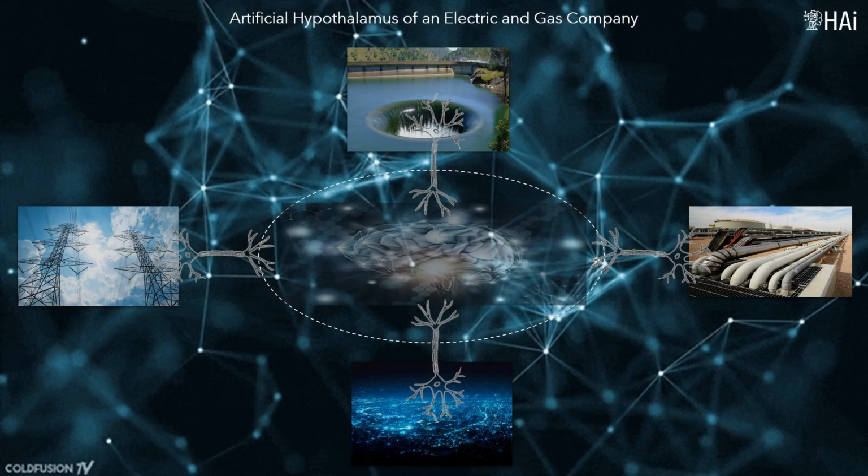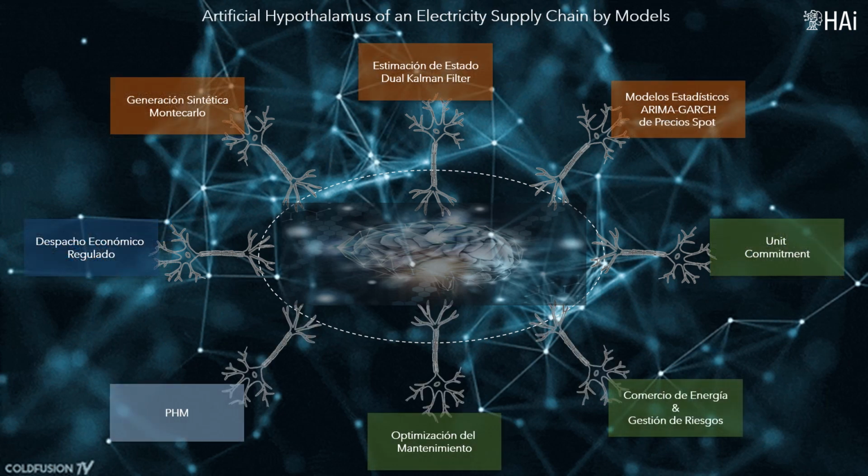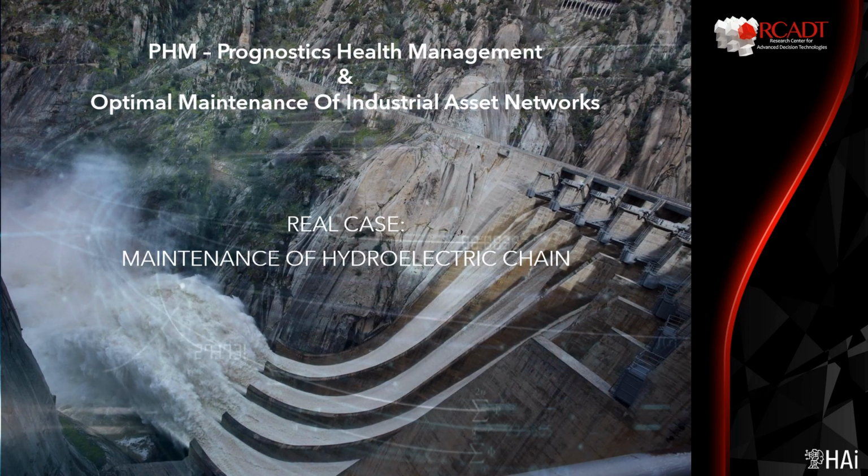When all the models that make up a company are solved using the concepts of real-time distributed optimization, an artificial hypothalamus is obtained. This is how the human brain faces reality, using multiple models of reality, acting permanently in parallel, to make decisions. The algorithm that simulates the hypothalamus is assembled by Optex, the optimization expert system, the generative artificial intelligence of Hi, using the models that traditionally make up a decision support system. Real case, maintenance of hydroelectric chain.